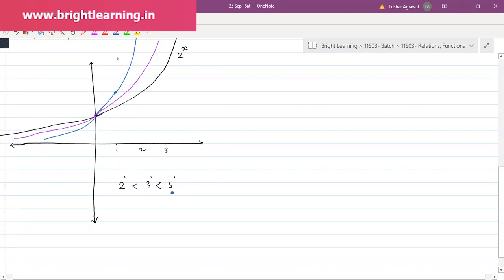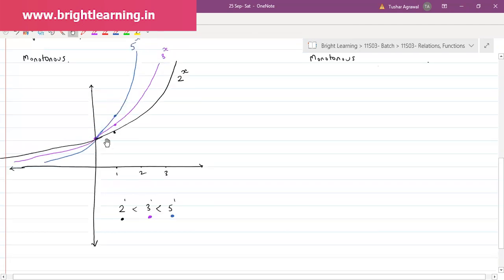3 raised to 1 is the image on the purple graph, and 2 raised to 1 is the image on the black graph. Means what? The black graph's y-axis image should be lesser than the purple image, which should be lesser than the blue image. This way, if the doubt arises which graph is 2 raised to x and which is 3 raised to x, you can convince yourself of this point.